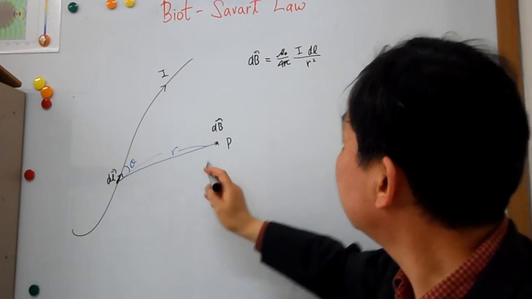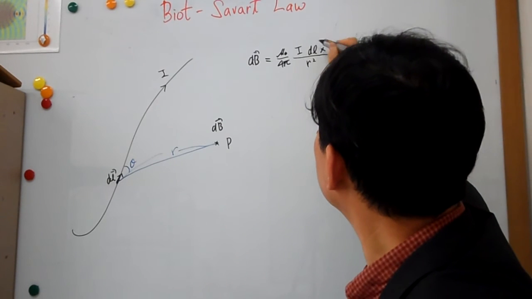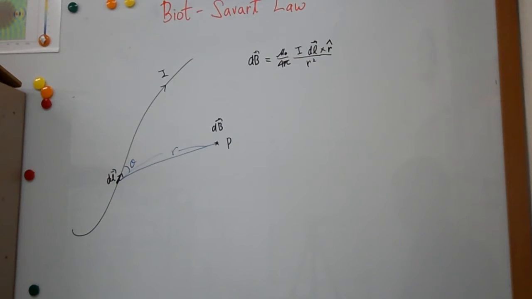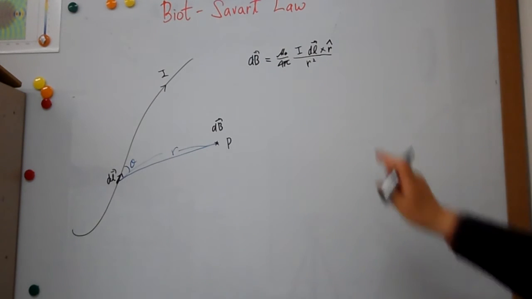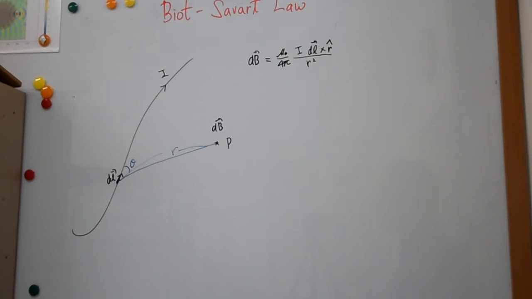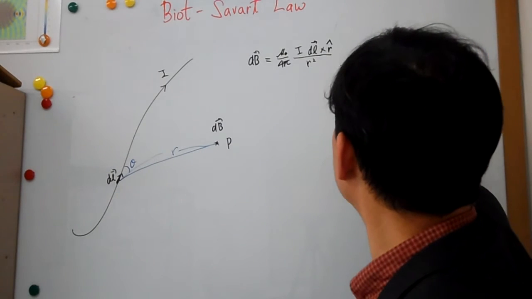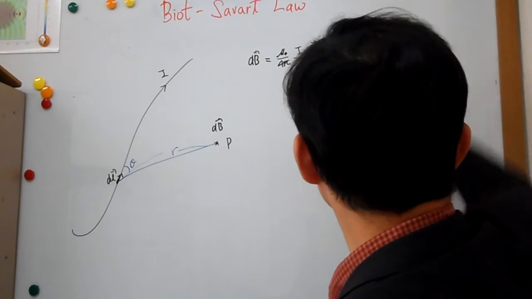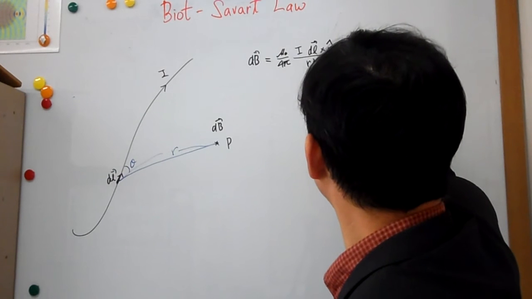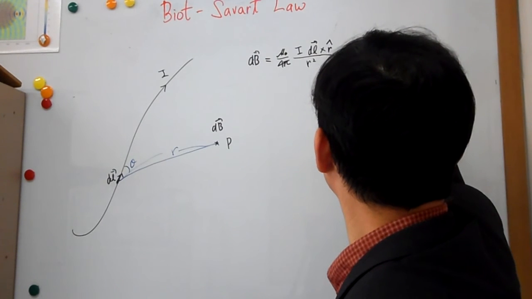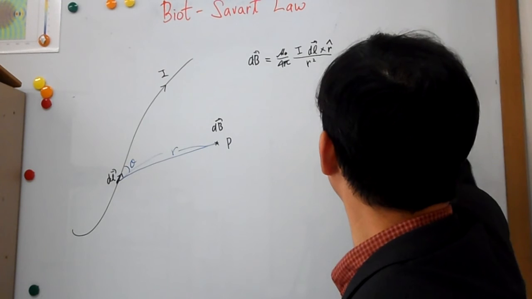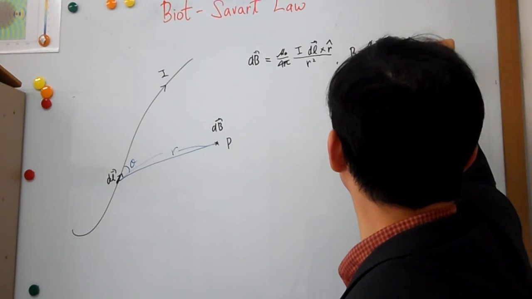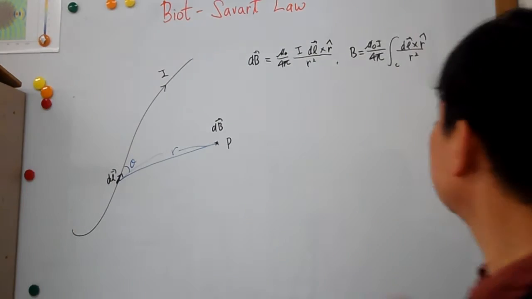This sine theta and direction we can write simply in this vector product notation. This is the Biot-Savart law. The whole form we can write as B equals mu 0 I over 4 pi, integral of dL cross r-hat over R squared, over some contour. It's very simple.